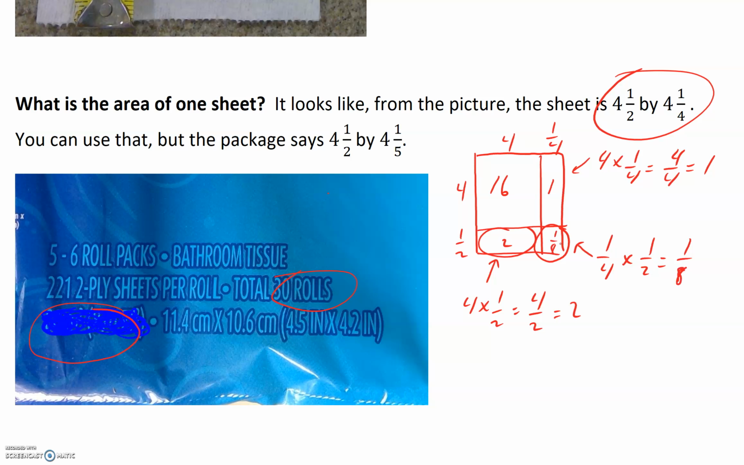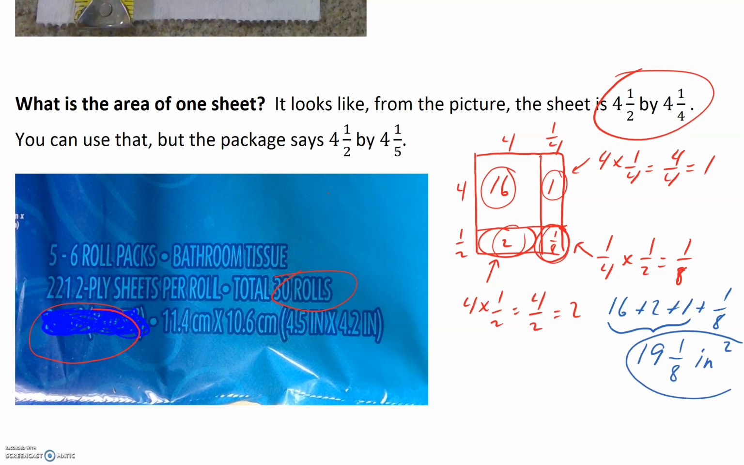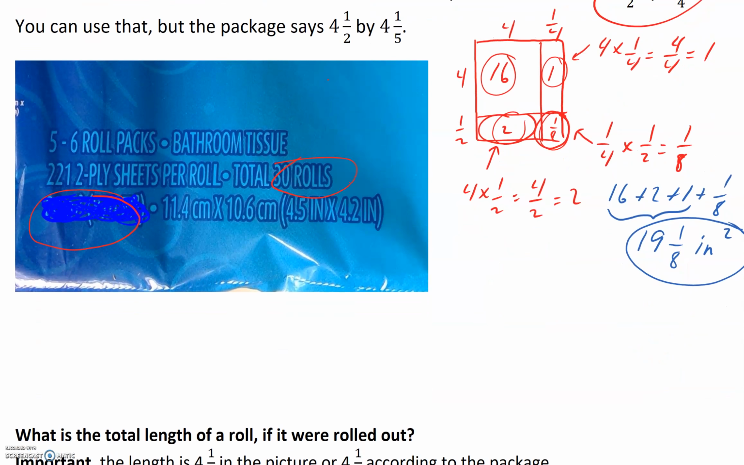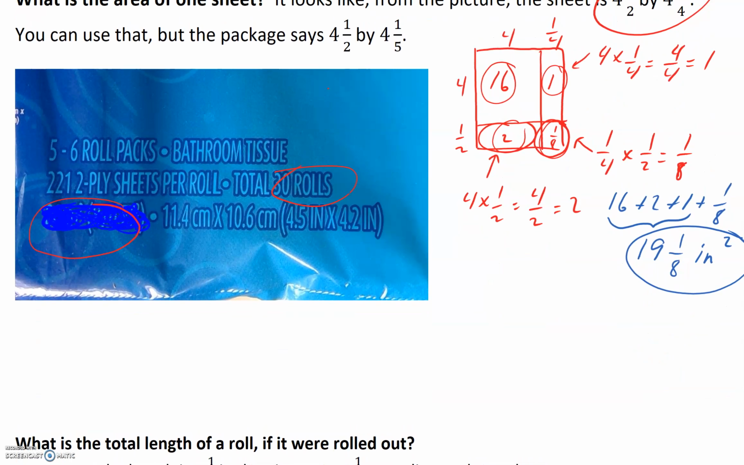So 1/8. If I were to add up all these, 16, 1, 2, and 1/8, let me write it all out here. Let me change colors so we can see it. 16 plus 2 plus 1 plus 1/8. This is 19. And then I just bring that 1/8 in there. 19 and 1/8 is my area. So it's inches squared. That's if I use 4 1/4 by 4.5. Okay, so let's do the other one, see if I have space for it. I do. Okay, we'll use a different color now.